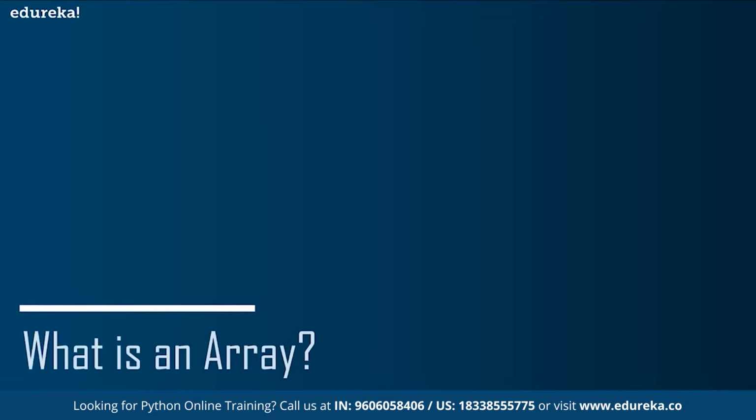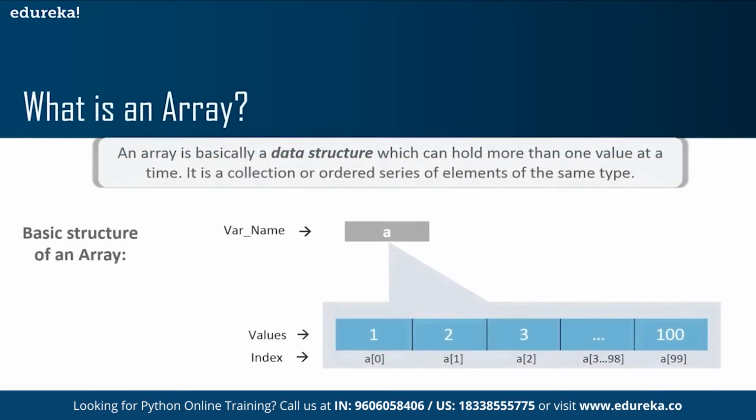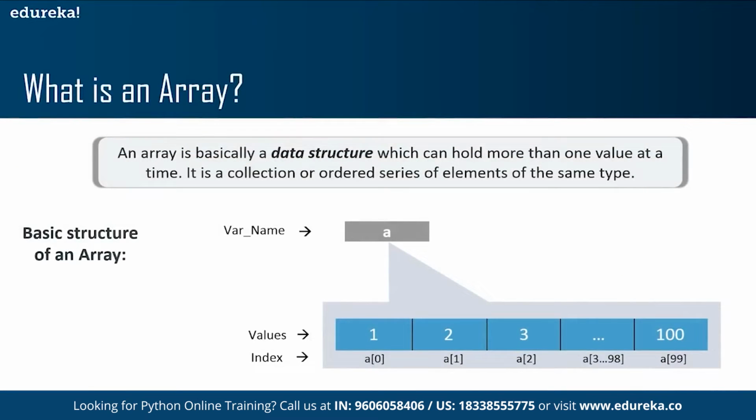Our first topic for this session is what exactly is an array? An array is basically a data structure, guys, with an ordered series of elements. Any variable that is declared as an array can hold more than one value at the same time. All values in an array have a particular address which is specified by its index number. Here, as you can see on the screen, I've declared a variable a as an array and I've stored values from 1 to 100 in my array which is a.